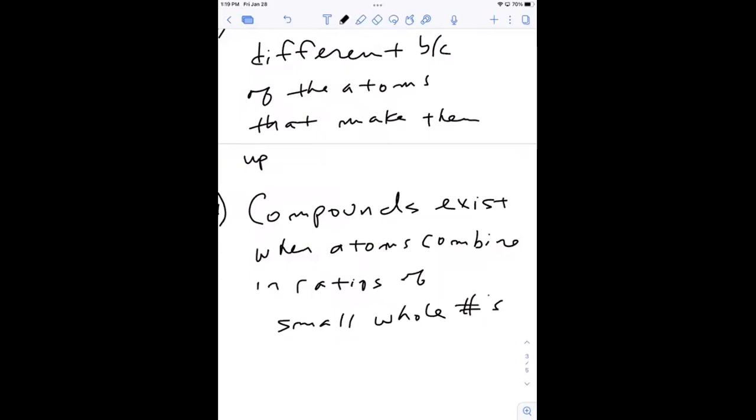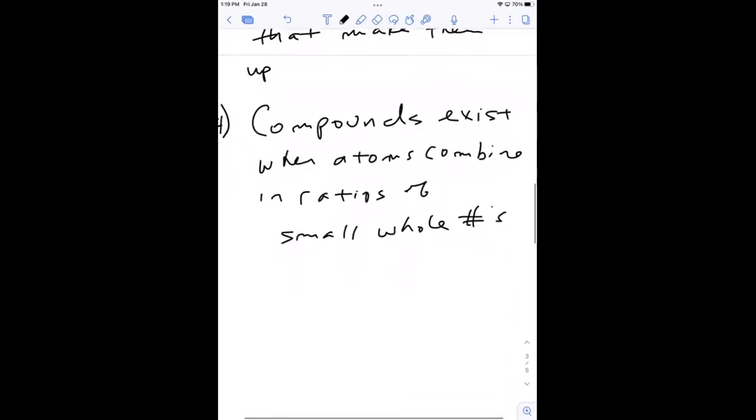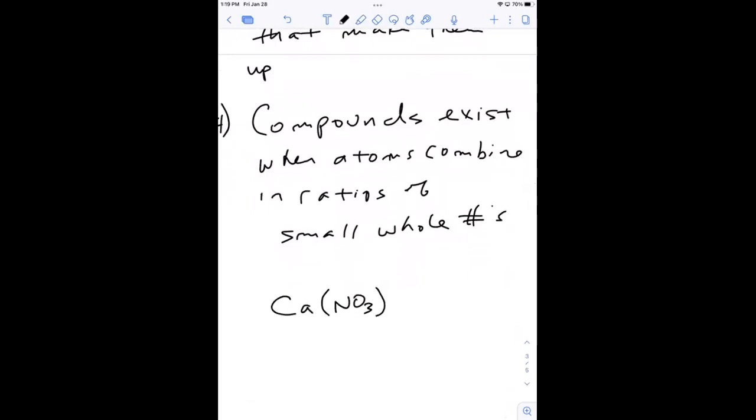Let me give you an example here. An example of a compound, we've seen this before already, but I'm just going to give you another example: calcium nitrate. All right, calcium here.